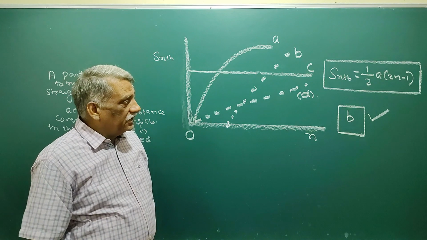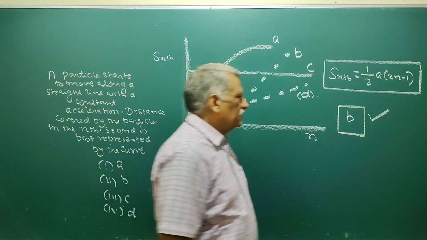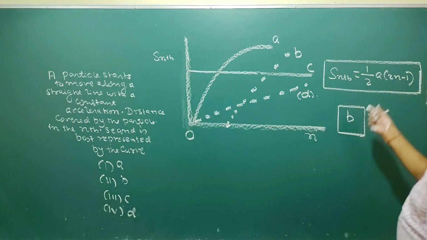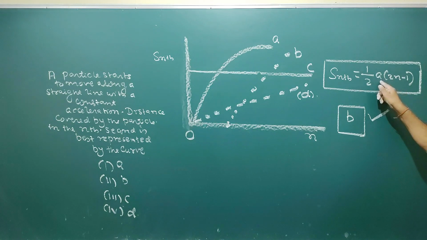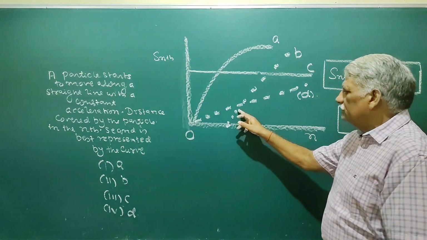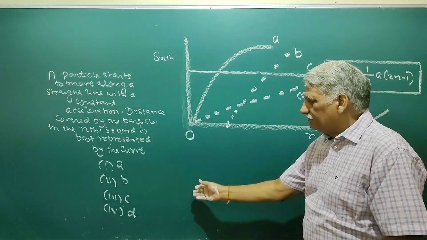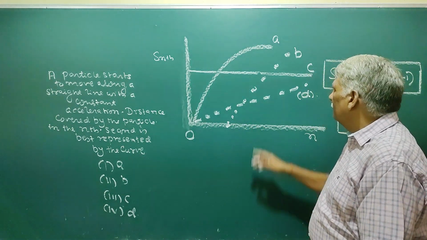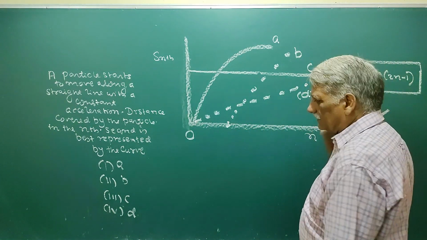You know the equation of the straight line. What will the straight line be like? Its slope will be a and its intercept will be minus a by 2. We will get a straight line whose slope is positive and intercept is negative. So this B option will be correct.